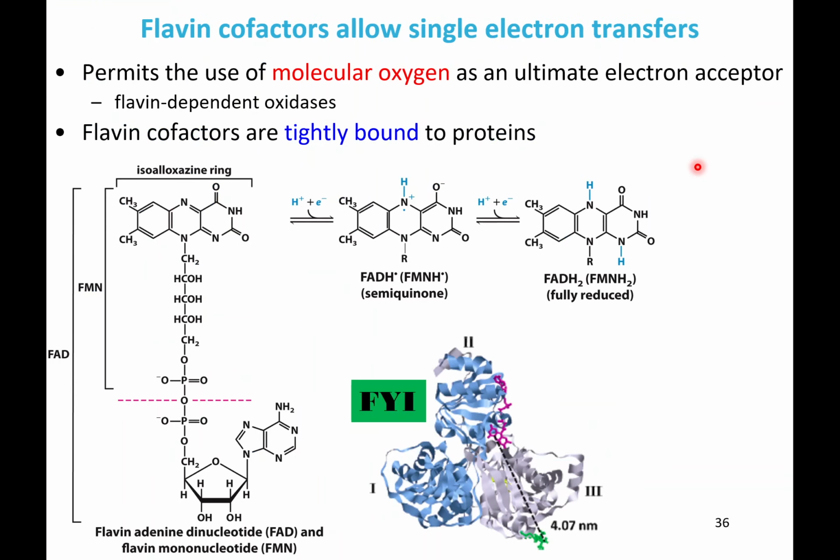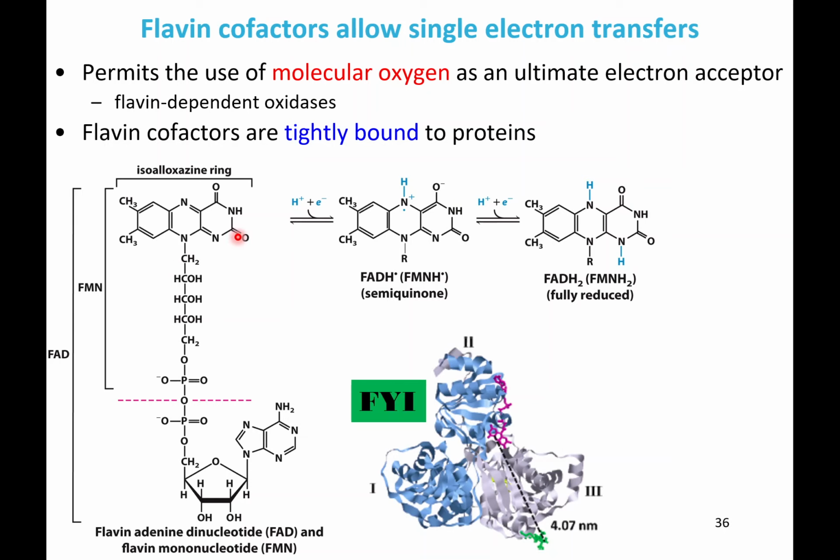Okay. Another cofactor that's used to transfer electrons is our flavin cofactors. So there's kind of multiple different flavins. Okay, and their structures are shown down here, and so let me go through these.